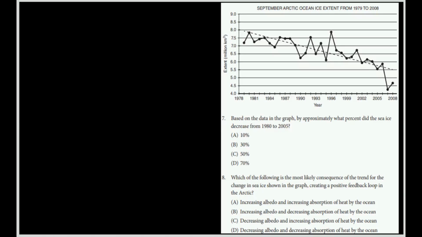So what I'm going to do is look at this graph, and I'm going to look at the question that they asked me. The question says, based on the data in the graph, by approximately what percent did the sea ice decrease from 1980 to 2005? So the first thing I'm going to do is look at this graph, and I'm going to go to 1980. You can see it's 78 is the first one, 79 is the next one, 80 is this one. And I'm going to draw a line all the way up.